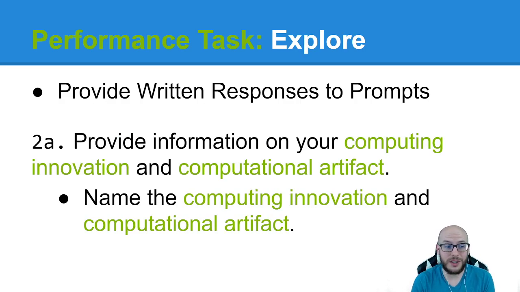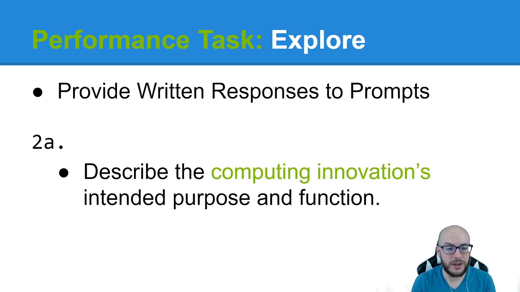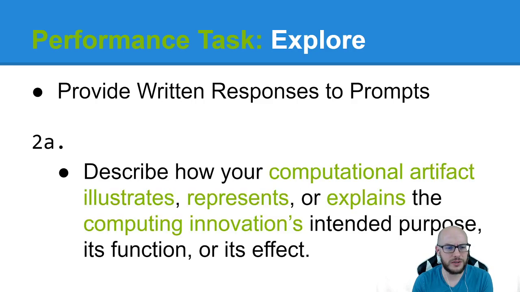Once you've created your computational artifact, there's a few more writing prompts that are directly related to the computational artifact, such as 2A. You'll provide information about your computing innovation and computational artifact. You'll name it, as well as the computational artifact. You'll describe the computing innovation's intended purpose and function. The purpose of smart speakers is to listen to users and provide answers to questions or prompts via audio. The purpose of autonomous vehicles is to drive vehicles so that humans don't have to, using artificial intelligence.